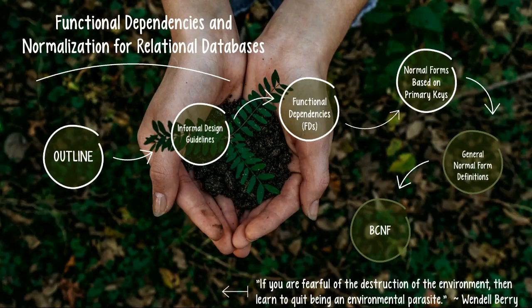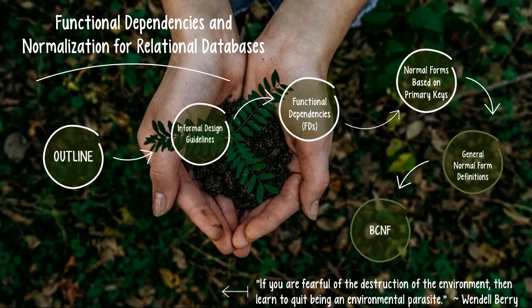Right. So these models helped us to identify entity types and relationship types and their respective attributes. And it tends to lead to a natural grouping of attributes into relations. And we map them according to the mapping guidelines that we have discussed in the previous lectures.